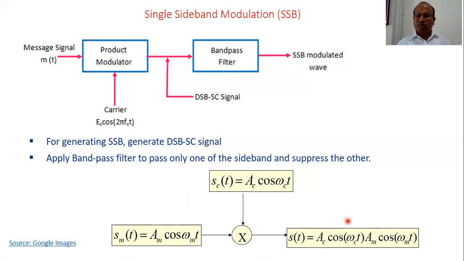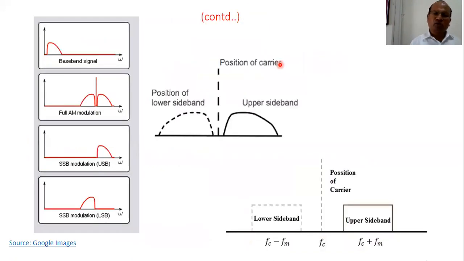That is called DSB-SC. And when it is subjected to a BPF, that is a band pass filter, we do obtain one sideband out of the two sidebands. You can see here that suppose there is a baseband signal. A baseband signal is like this. All diagrams here are in the frequency domain, not in the time domain.